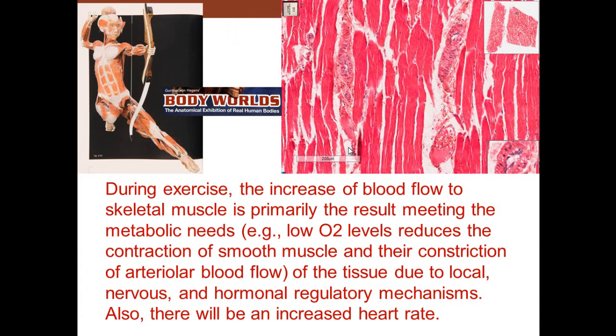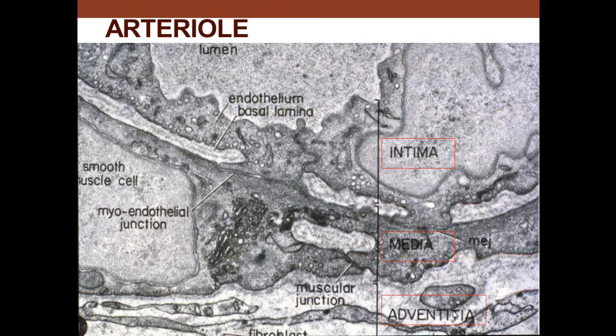Now, during exercise, the increase in blood flow to skeletal muscle is primarily the result of meeting the metabolic needs, namely that low oxygen levels reduce the contraction of the smooth muscle and their restriction of the blood flow. So in other words, a low oxygen tension causes it to relax, and that increases the caliber and increases the blood flow. And that's due to nervous or hormonal regulations as well as the oxygen tension. Also, there'll be an increase in heart rate as well.